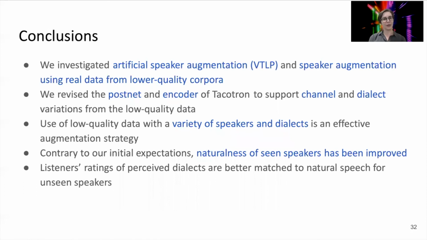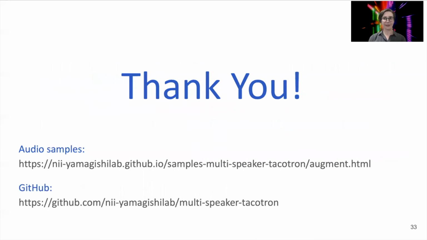In conclusion, we have investigated artificial speaker augmentation and speaker augmentation using real data from lower quality corpora. We revised the postnet and the encoder of Tacotron to support channel and dialect variations from the low quality data. Use of low quality data with a variety of speakers and dialects is an effective augmentation strategy for training multi-speaker Tacotron. Contrary to our initial expectations, naturalness of seen speakers has been improved. Finally, listeners' ratings of perceived dialects are better matched to natural speech for unseen speakers when we use our dialect embeddings.